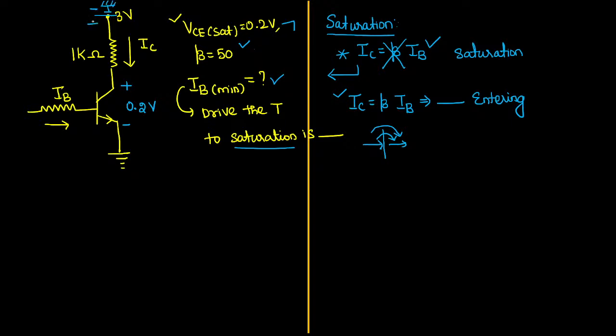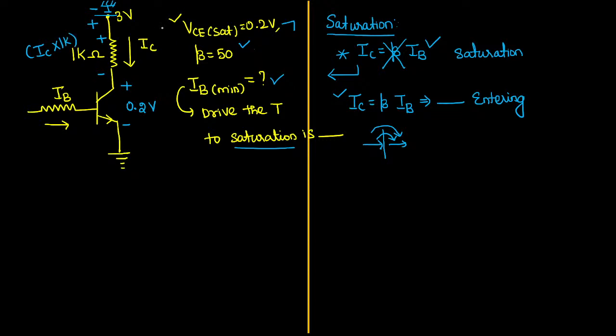So this will be minus, plus 3 voltage. For the resistor, the current enters at the plus point and leaves at the minus point, and the voltage drop across the resistor can be written as the collector current IC into the 1 kilo ohm resistor. This is the voltage drop.